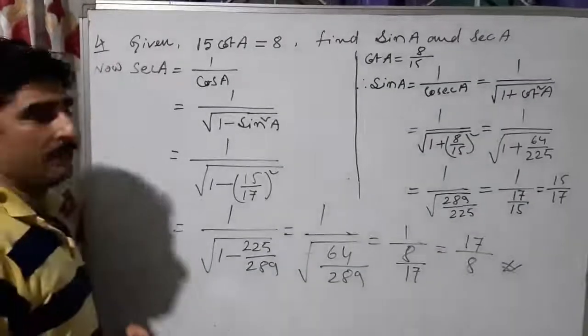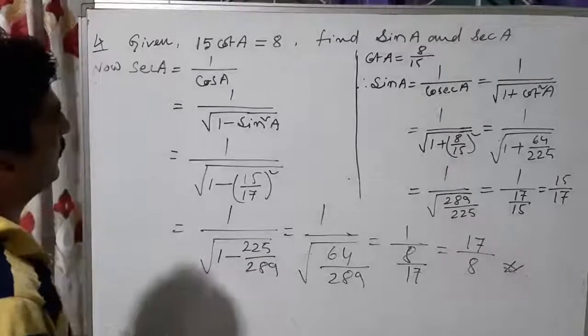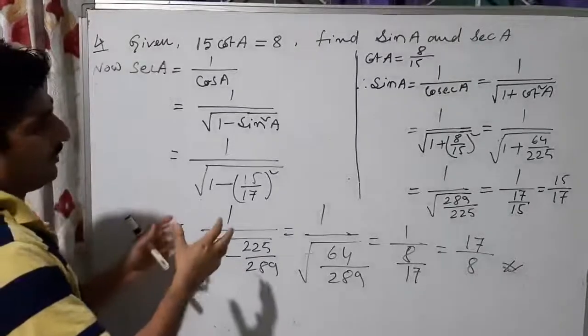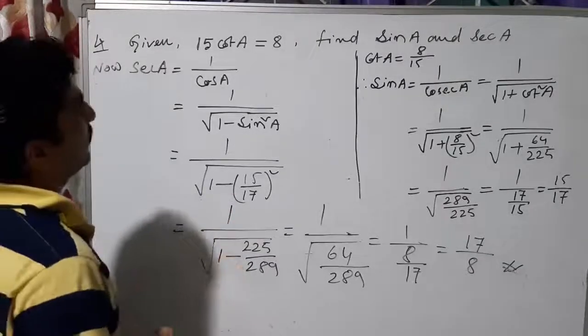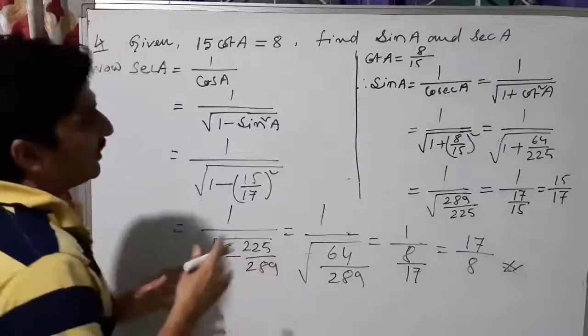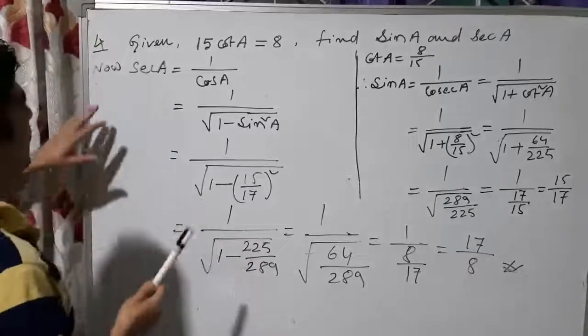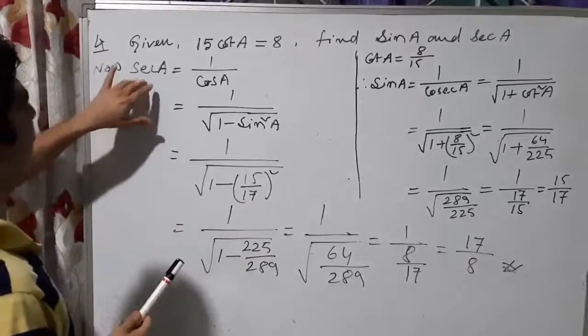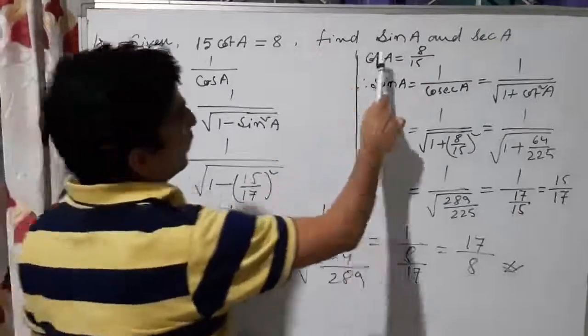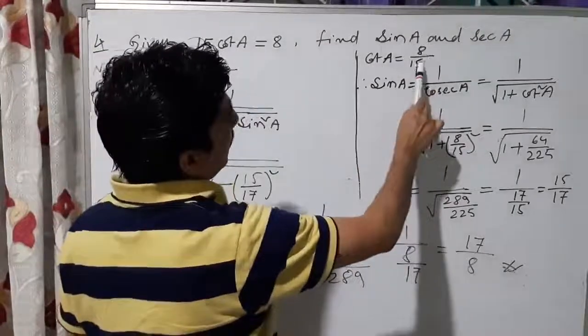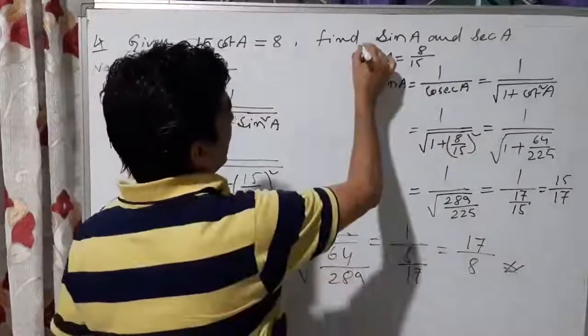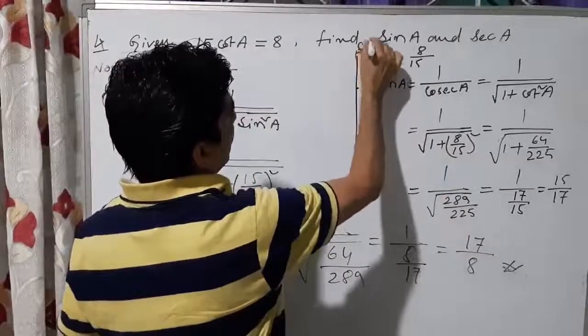So the same question can be solved in this way also. This is a bit more complex solution than the previous one. The previous one was very easy, it was in basics. So here for sec A, we start from cot A equal to 8 by 15. The solution is from here.